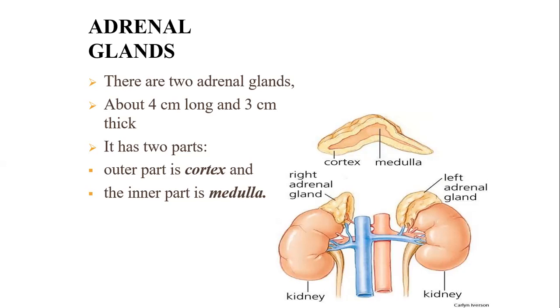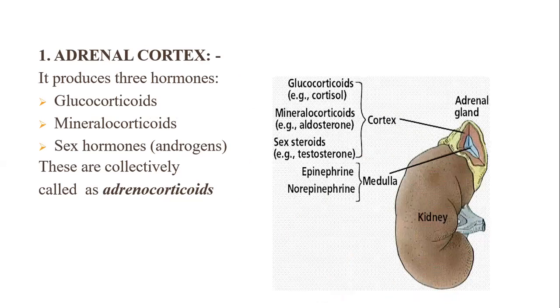They are richly vascularized and they are smaller in females while larger in males. Each gland has an approximate weight of about 5 grams and is composed of two distinct parts: the outer part is cortex and the inner one is medulla. The adrenal glands are somewhat pyramidal in shape and have rich blood supply. They measure about 1 to 2 inches in length and are present on the top of the kidney. Now let us look one by one at adrenal cortex and adrenal medulla.